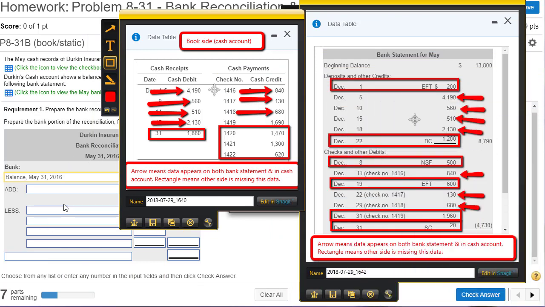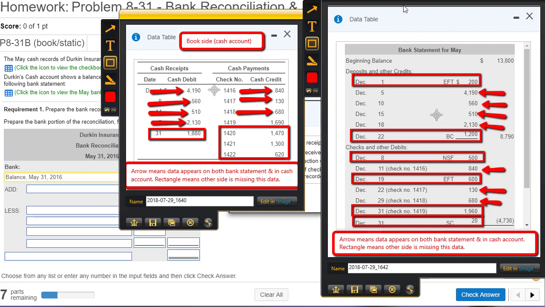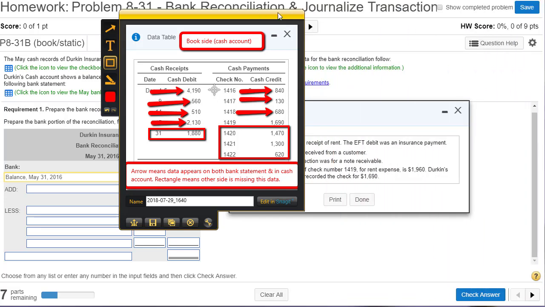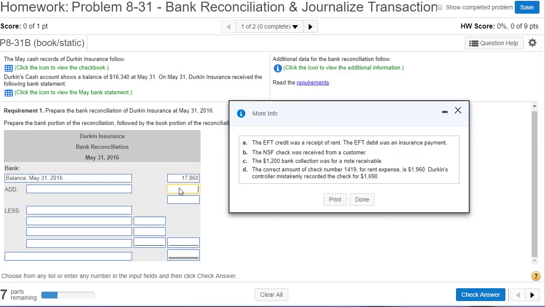So we're going to put on the bank side any transactions that the bank was not aware of. So we don't need this window because this just lists all the things that the bank is aware of. So remember, this is the book side, the cash account, the checking account. We found 4 things that the bank was not aware of. So let's work with this one first, the 1880. Is this cash going up or cash going down? This is a cash receipt, according to this up here. So we have to put that in the addition. 1880.